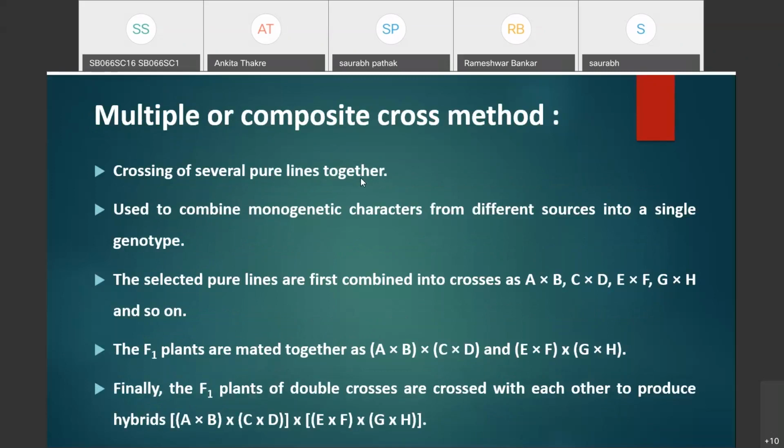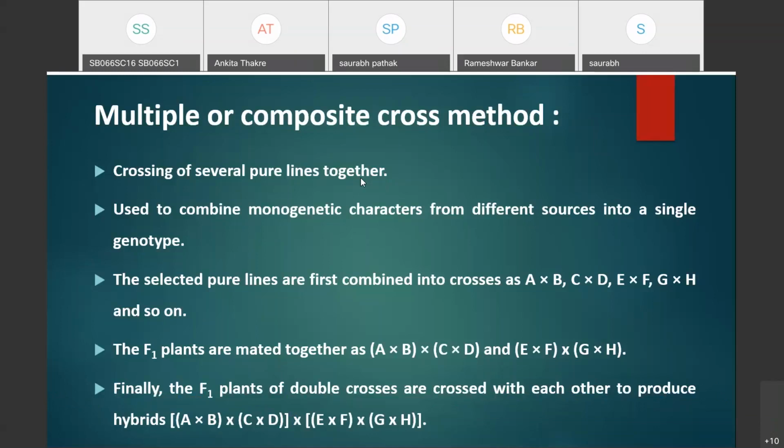Okay, it is the method. The multiple or composite cross means it consists of crossing of several pure lines together. Generally, this method is used to combine monogenic characters from the different sources into a single genotype.